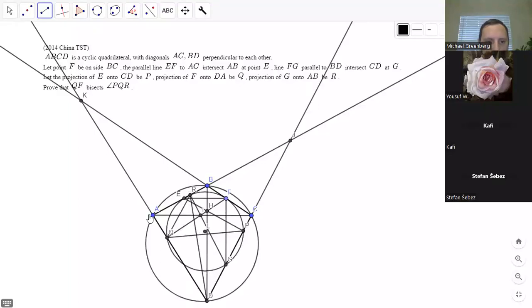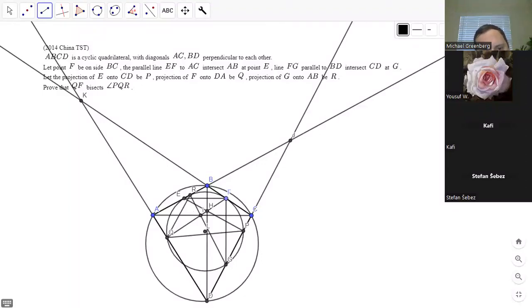Is that by Brianchon's theorem? But we don't know that this one is an altitude. Yeah, sorry. How does it finish the problem? No. Sorry, I thought we don't know that it's the altitude. Yeah. Oh, okay.